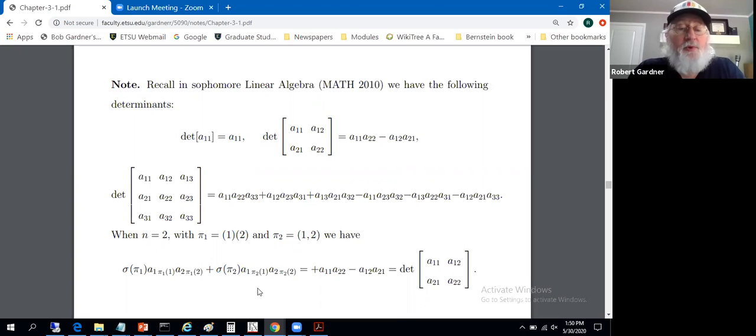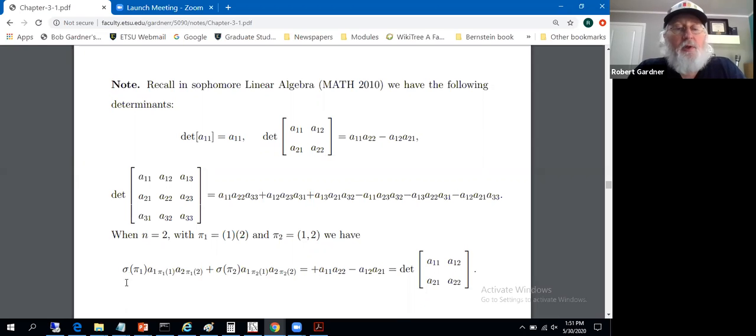Okay, so what we're doing is taking sigma of the permutation, a sub 1, permutation applied to 1, a sub 2, permutation applied to 2, and so forth. In general, when we expand this to higher dimensions, then we're taking the second permutation, sigma of pi sub 2, a sub 1, pi sub 2 of 1, a sub 2, pi sub 2 of 2. So we're taking permutation, sigma of a sub 1 permutation, a sub 2 permutation, a sub 3 permutation, plus second permutation, same procedure, plus third permutation if there is one, and so forth.